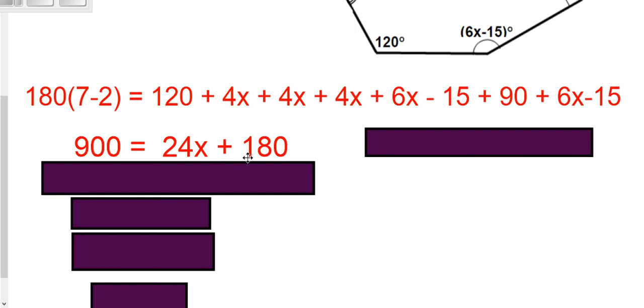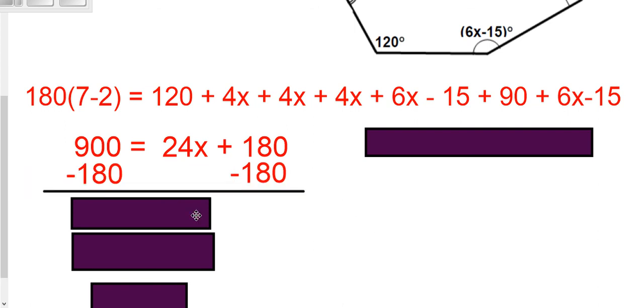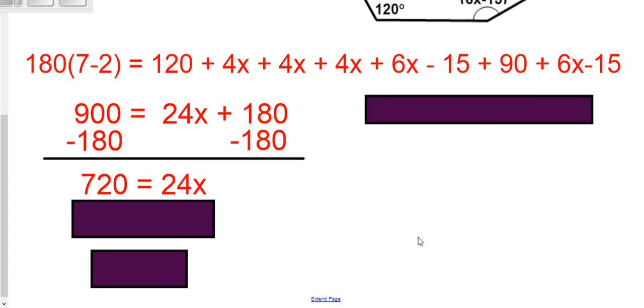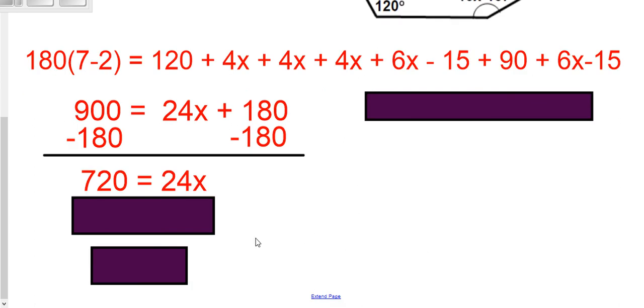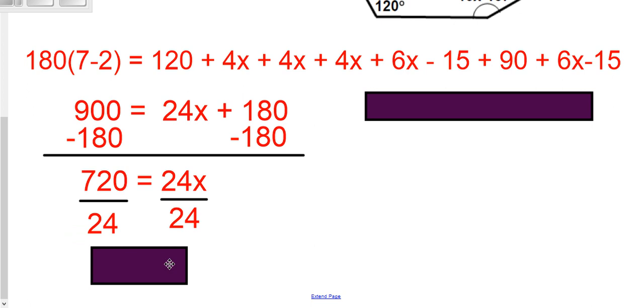So we're solving for x over here. We'll get rid of this addition first by subtracting the 180. That leaves us 720 equals 24x. And then undo this multiplication with division, divide by 24. We get x by itself, and it equals 30 degrees.